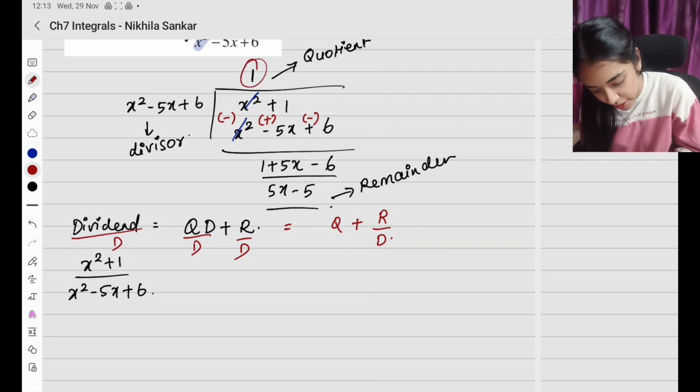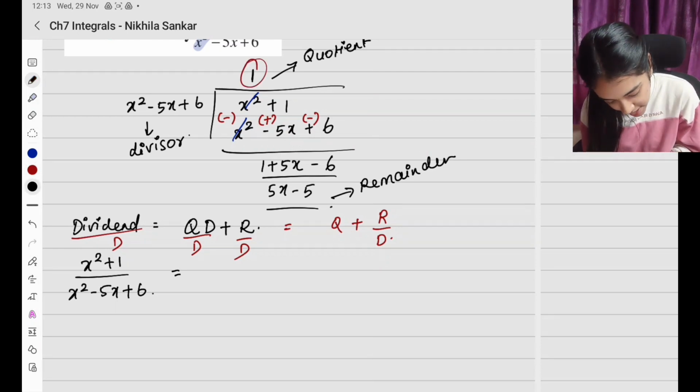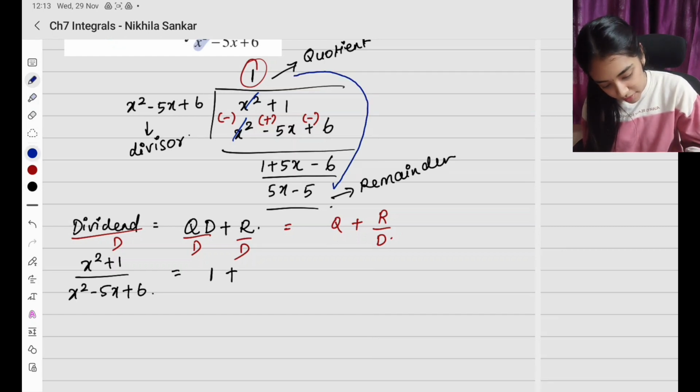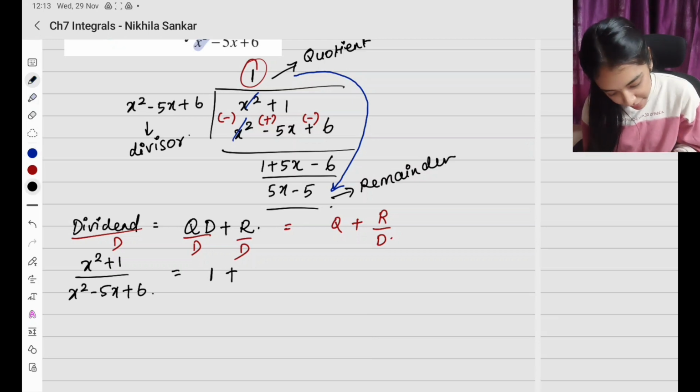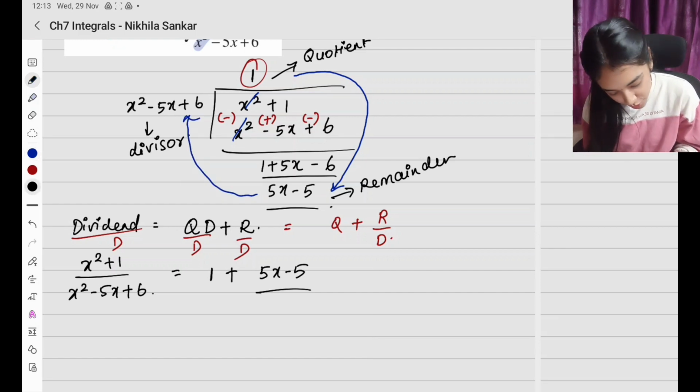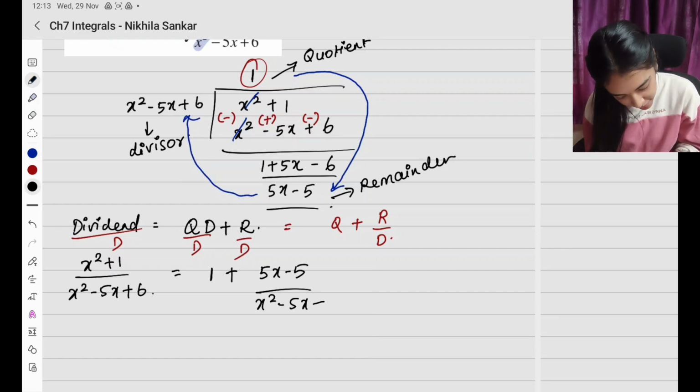So basically you are going to write what you got in a clockwise direction. So first you are going to write the quotient. So it is going to be, this is nothing but quotient plus remainder. Remainder enna vandhudu? Appadiye clockwise la travel pannunga. Quotient la irundhu appadiye remainder vara. So I have remainder which is 5x minus 5 divided by divisor. Again travel clockwise. So this is going to be x square minus 5x plus 6.